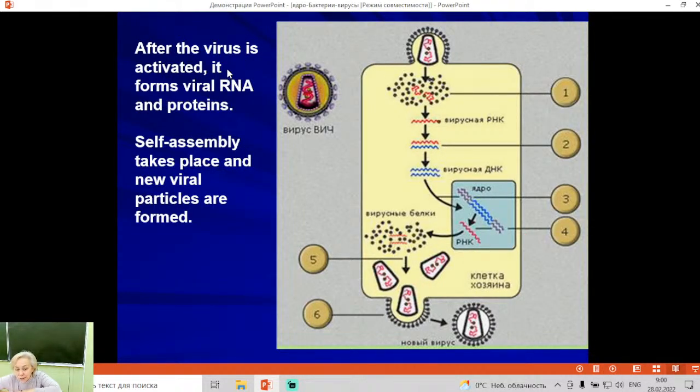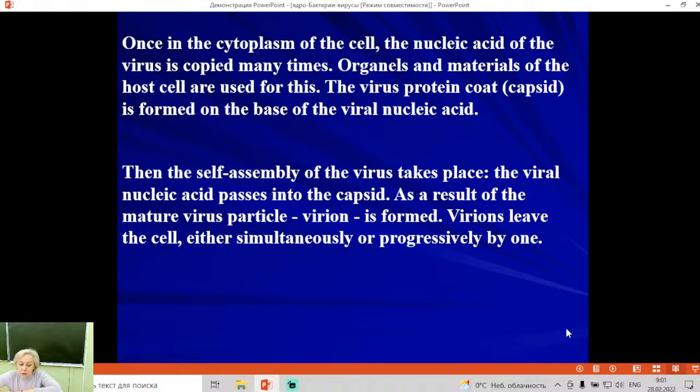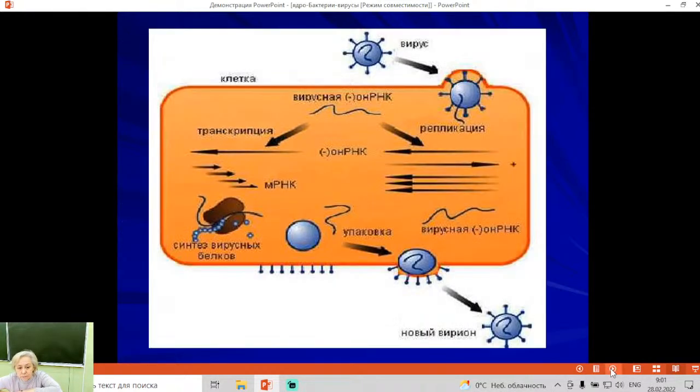After the virus is activated, it forms viral RNA and viral RNA multiplies, and on the base of viral RNA, a lot of protein of capsid of virus forms. Self-assembly takes place and new viral particles are formed. And viruses exit from the cell by exocytosis. And this process you see on this slide too.